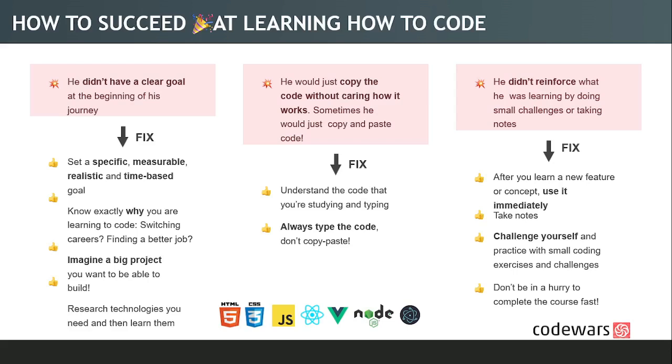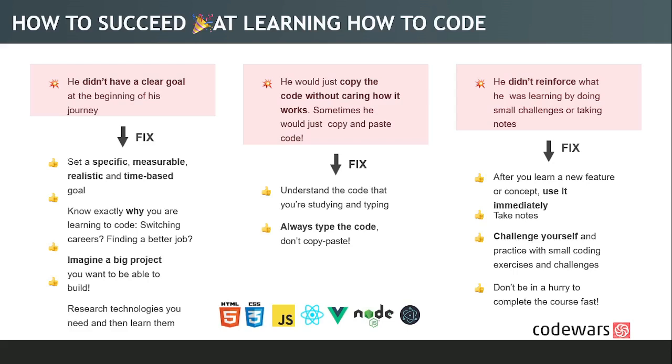Another problem John had, he would just copy the code without caring how it works. Sometimes he could just copy and paste. So do not copy and paste the code. Okay, understand the code that you are studying and typing it. If you are looking at my code on the screen, try to type it, not just screenshotting it or just copying it. Just try to type the code by yourself so that it can sync and you understand it. So always type the code. Don't copy and paste, please.